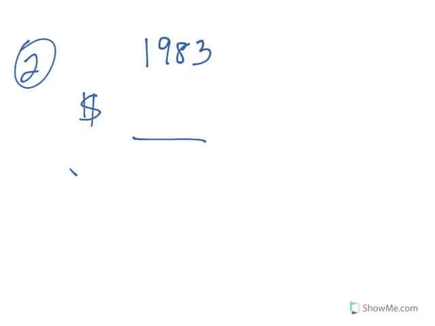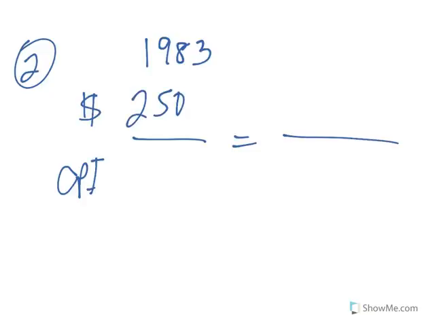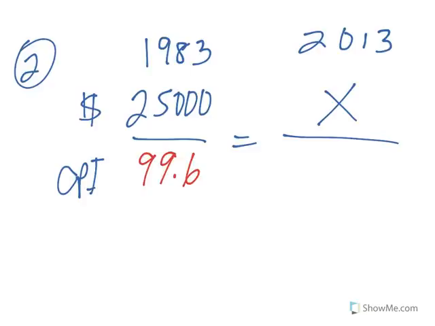And again, money over CPI equals, okay, so the money in 1983 was $25,000. What would a comparable salary be in 2013? So notice in this one, they don't give us any months, so we are going to use the annuals. So if you go back to 1983 and check out the annual CPI, you'll see 99.6, and the annual CPI in 2013 is 56.9.